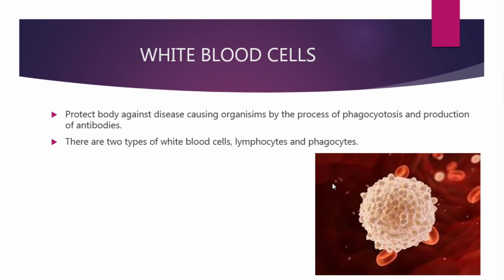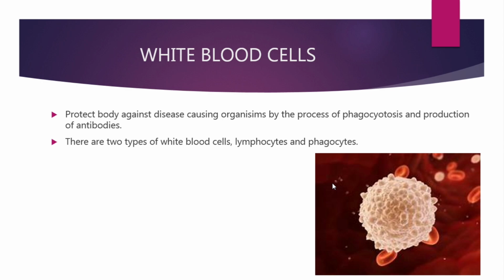The last constituent of blood is the white blood cells. The white blood cells protect the body against disease-causing organisms by the process of phagocytosis and the production of antibodies. There are two types of white blood cells in the human body, which are the lymphocytes and the phagocytes. The process by which phagocytes work is known as phagocytosis.